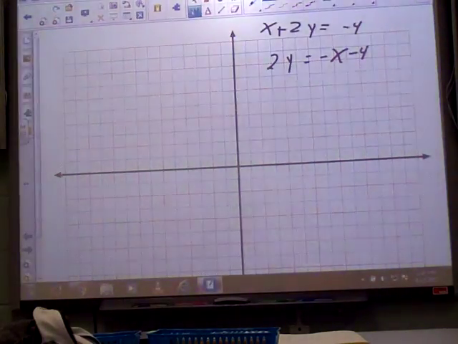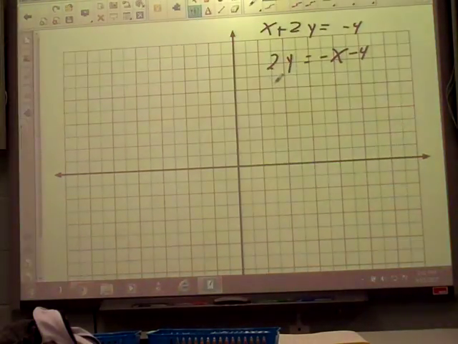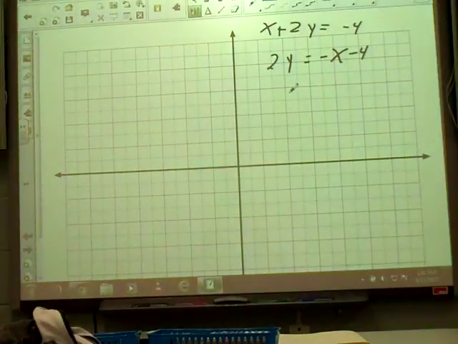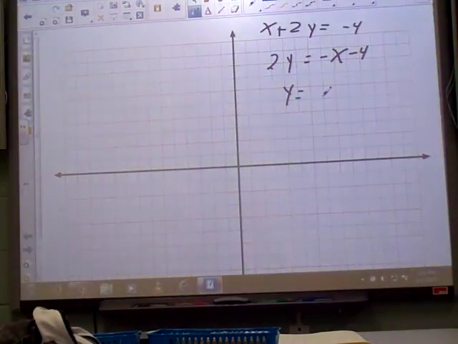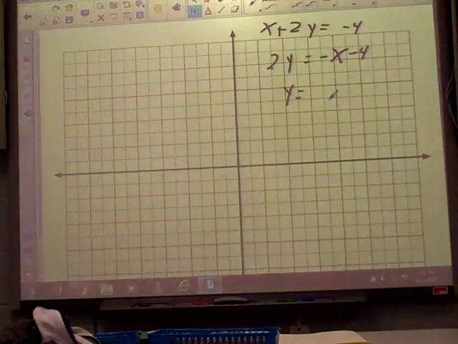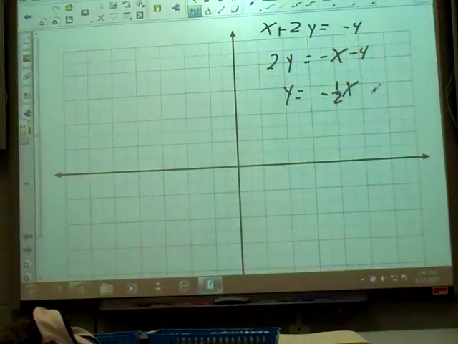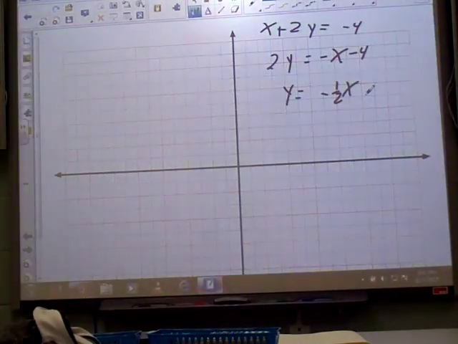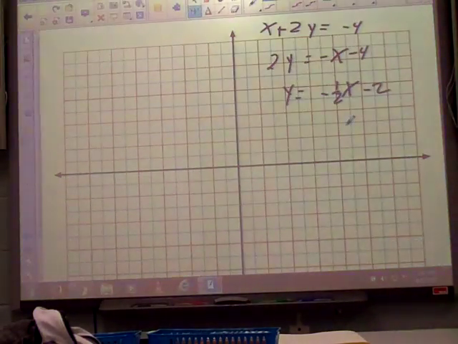Now my y is being multiplied by 2, so what should we do? Divide by 2, and that means divide everything by 2. Negative x divided by 2. What's a good way to write that? Negative 1/2. Negative 4 divided by 2 would be negative 2.